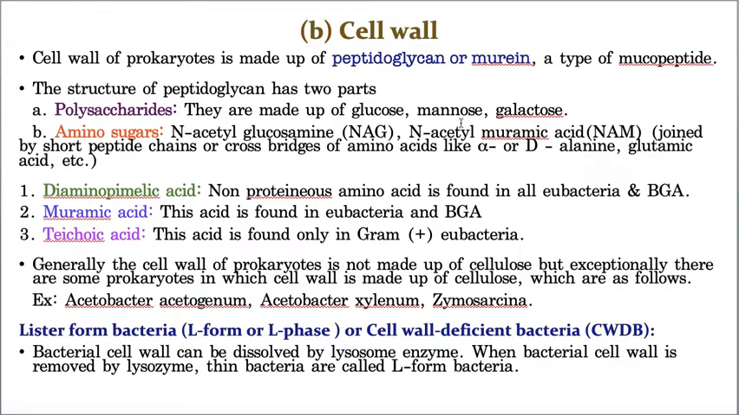Along with these two, that means polysaccharides and amino sugars, some other substances can also be seen in the cell wall. A peptidoglycan cell wall must consist of polysaccharides and amino sugars, but these are some extra substances. These extra substances include diaminopimelic acid. Diaminopimelic acid is a non-proteinaceous amino acid found in all eubacteria and blue green algae.